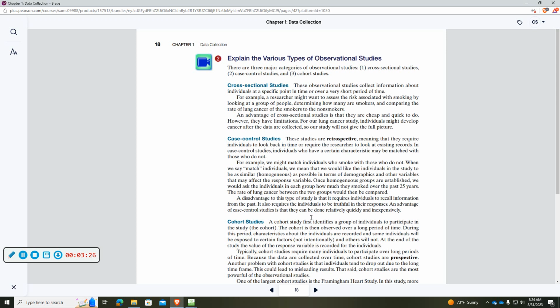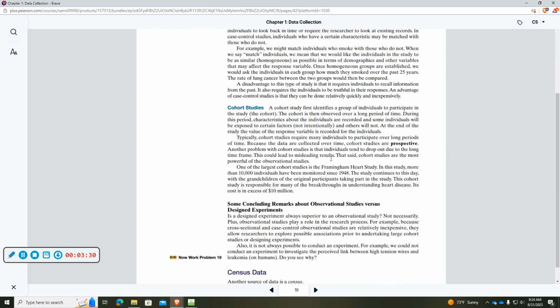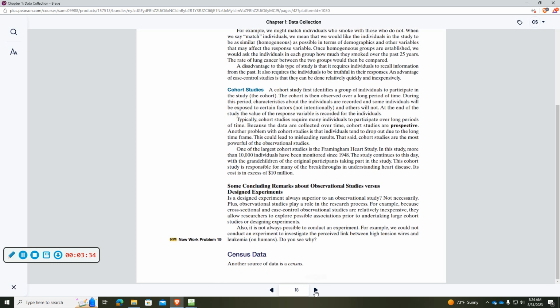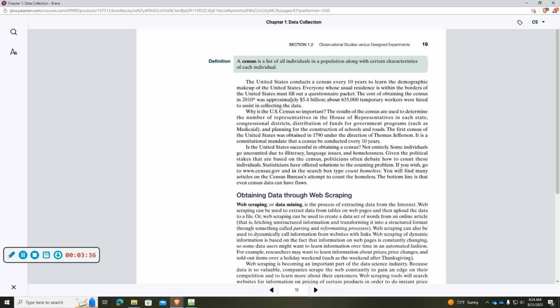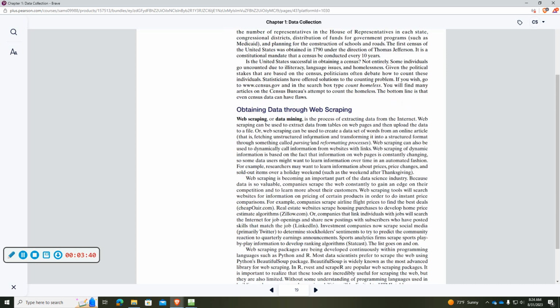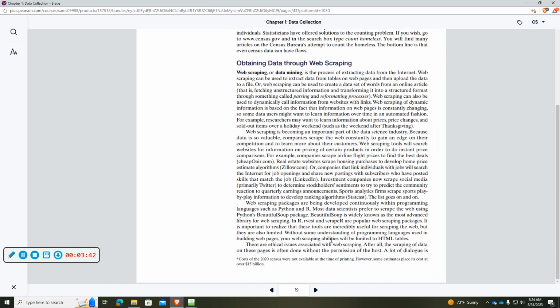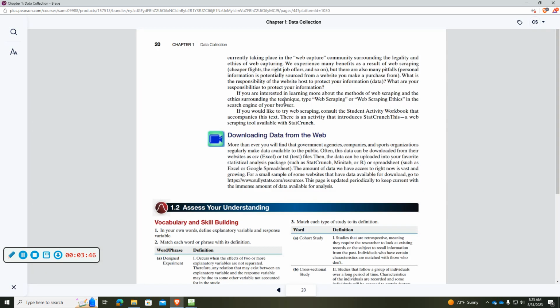These three are also terms we're going to be looking at: cross-sectional studies, case studies, and cohort studies. They give you a little description of each of those, and you want to be familiar with those as well. Then we have census, taking data from the whole population, and web scraping. Those are most of the definitions here, and that will be the end of the section.